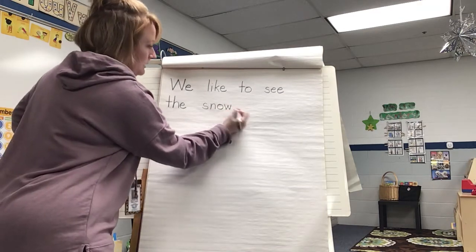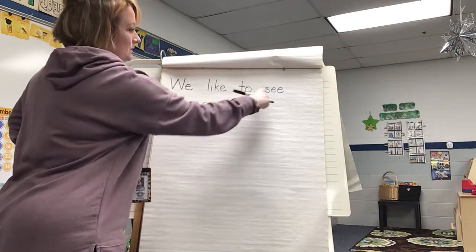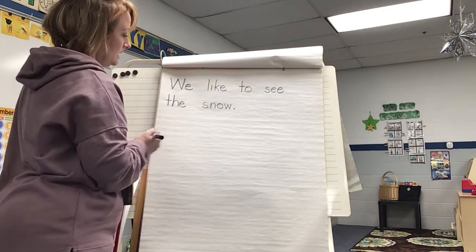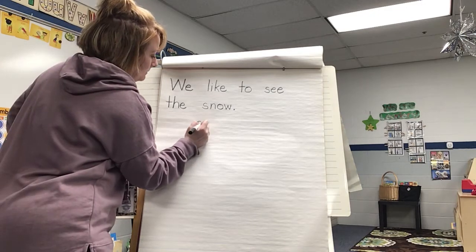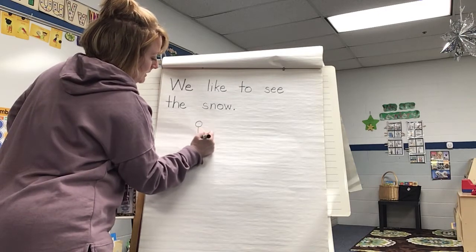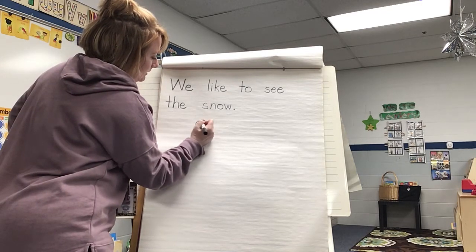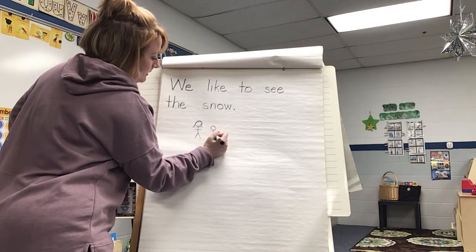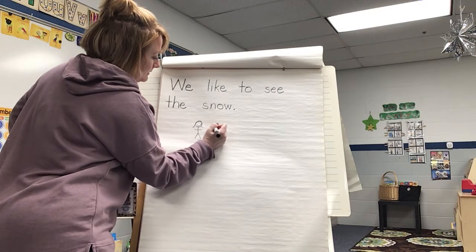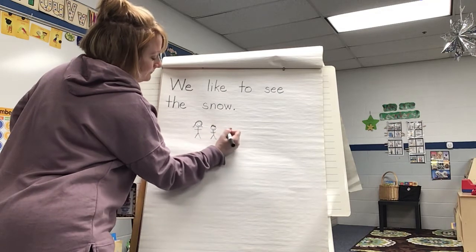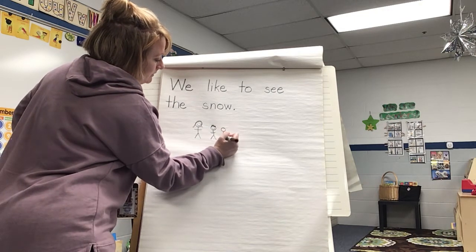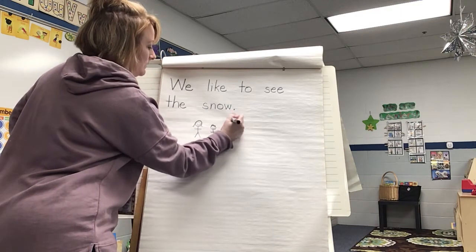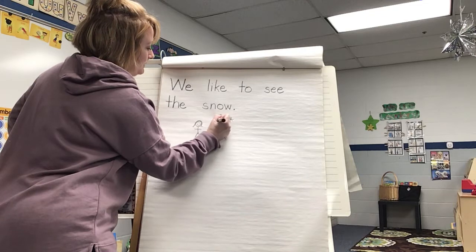And then we're going to put our period. So we like to see the snow. All right? And then I would draw my me. Okay. And you guys, we're all looking at the snow. Okay? Draw some of you. Okay? And we're looking out at the snow.